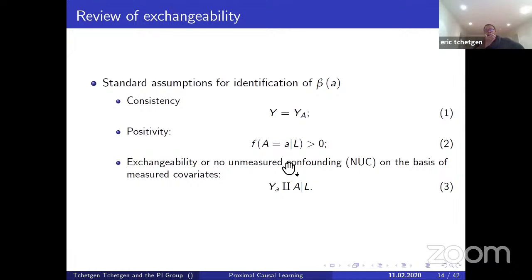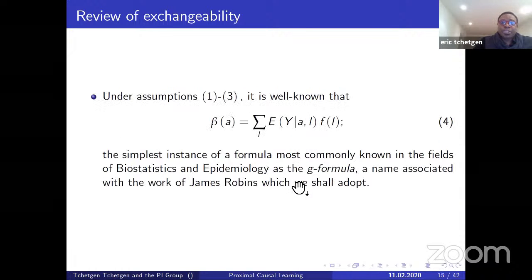And then exchangeability, or the assumption of no unmeasured confounding on the basis of measured covariates. Conditional on covariates, it is as if treatment were randomized and therefore independent of all pre-treatment variables, the potential outcome being the most relevant, as well as predictors of your outcome and baseline covariates. And so your treatment will be independent of your potential outcome conditional on measured covariates. So that's our assumption of no unmeasured confounding, or conditional exchangeability.